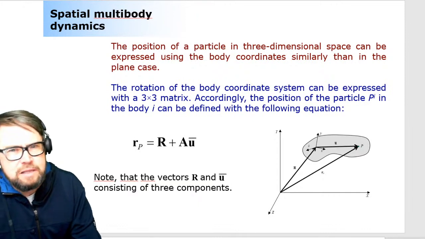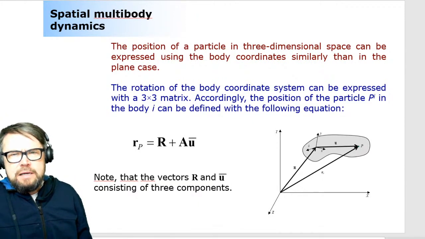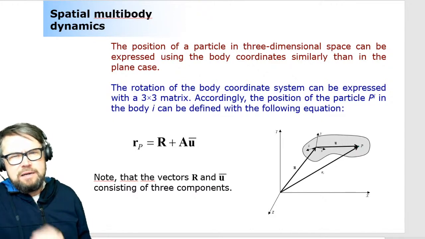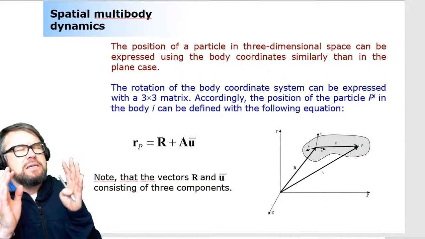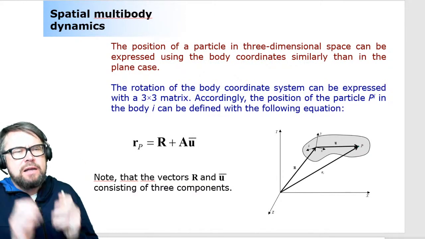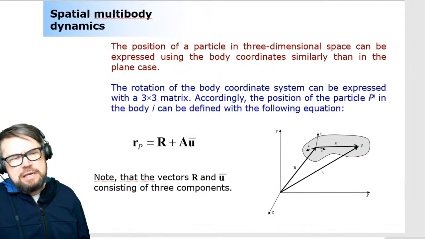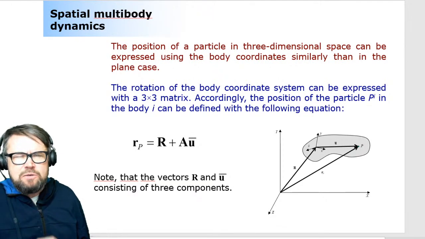I need to turn a little bit so that you can see my writing here. Now, we're going to use exactly the same idea as in the planar case. So we're going to describe a particle by using a body reference coordinate system. Now, here is the deal again. A particle is something that you cannot find in real life. There's no such thing as a particle, because the particle is really tiny. It's so small that you cannot even see it.